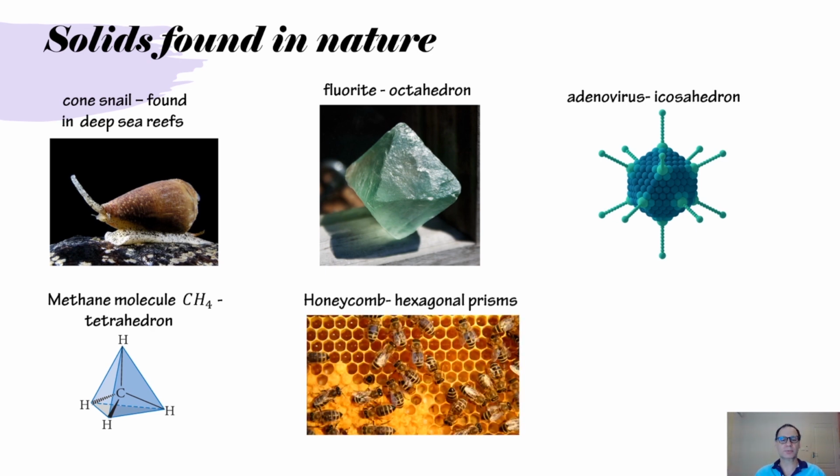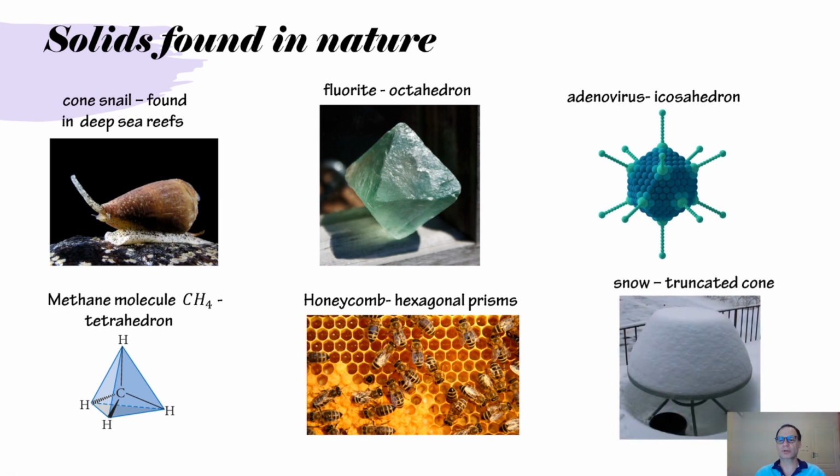This is honeycomb. It's produced by bees. The basic shape is a hexagonal prism. This is snow that's fallen onto a table. It forms a truncated cone.